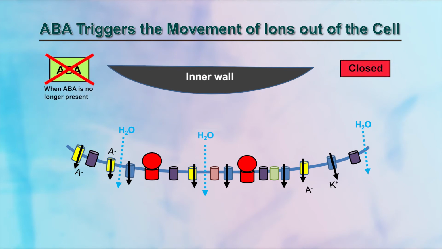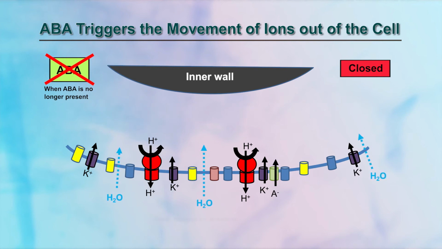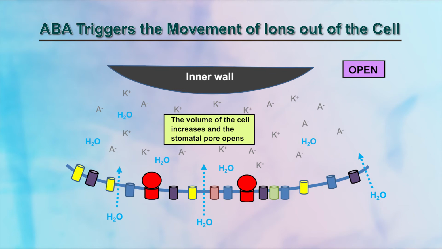When ABA is not there, the proton pump is reactivated as well as the ion import channels are activated. Consequently, there is membrane hyperpolarization and a huge amount of ions enter the guard cell cytoplasm from its exterior. As a result, the osmotic pressure within the guard cell cytoplasm increases, and to balance it, a huge amount of water flows inside the guard cell from the exterior. Consequently, the volume of the guard cell increases and the stomatal pore opens.